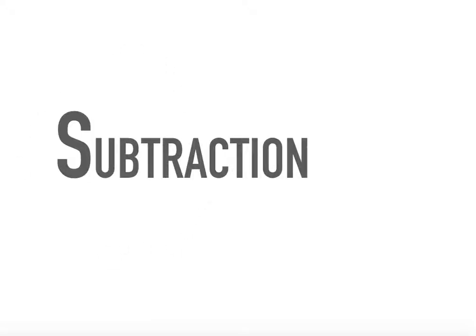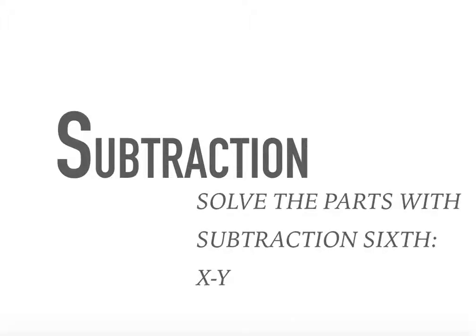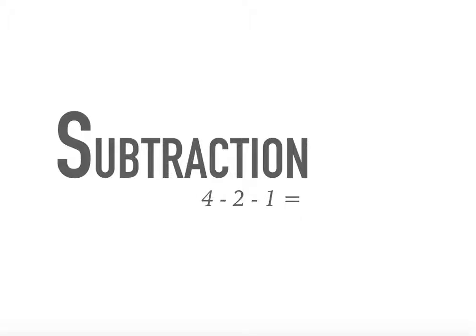Next in BEDMAS we have S, which stands for subtraction. So we solve for the parts with the subtraction sixth, which just looks like a little dash in between two numbers. So here we can see an example of us using subtraction.